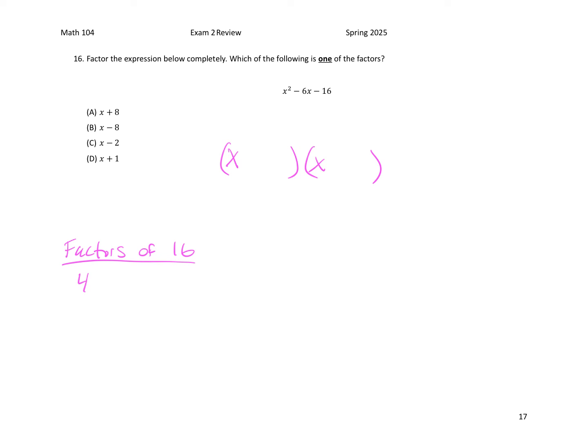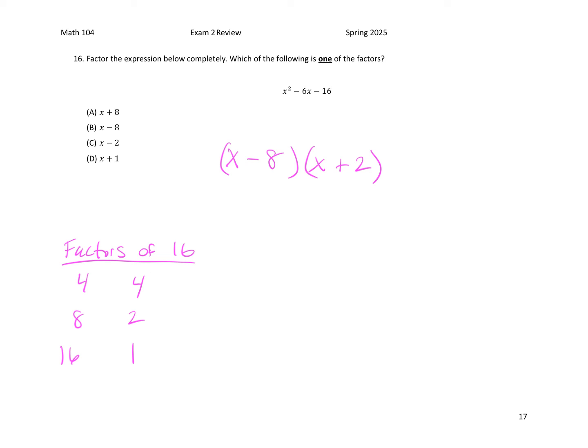We could do 4 and 4, 8 and 2, 16 and 1. I need them to add to negative 6. So these look promising because the difference between 8 and 2 is 6. And I want them to come out to negative 6. So I'm going to do negative 8 and positive 2.